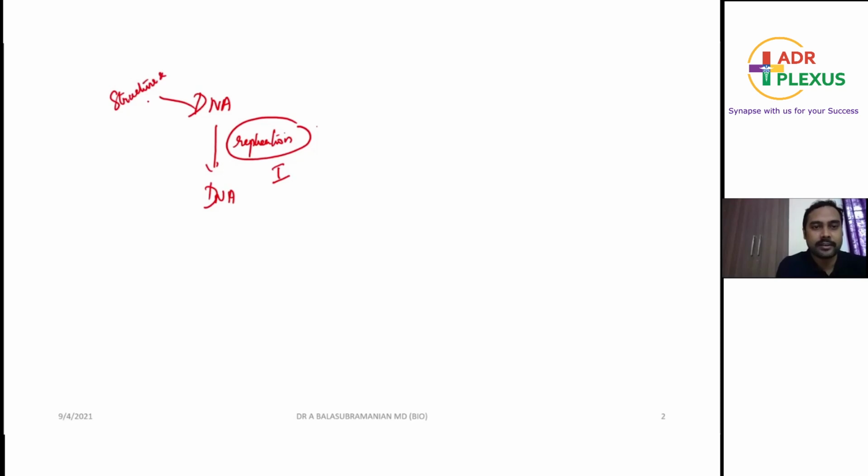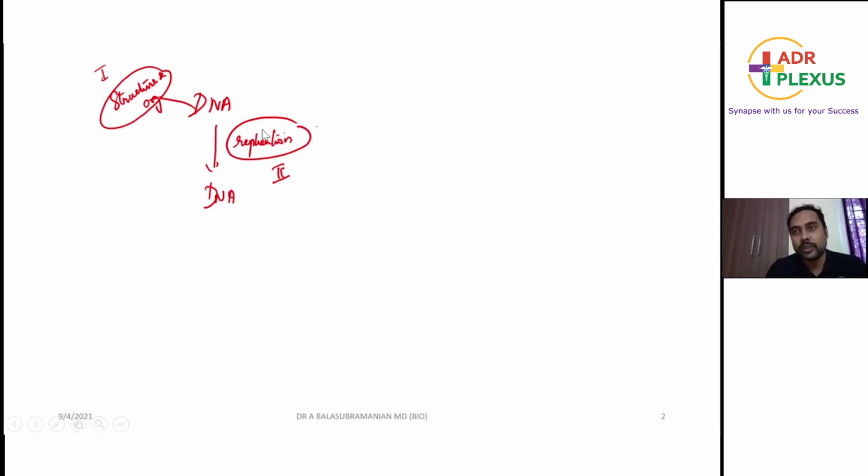The entire questions will be focused only on the central dogma of molecular biology. There are only three things to be remembered. DNA gives rise to more DNA, and this process is called replication. MCQs will be focused on replication and sometimes on the structure and organization of DNA. This will be one, and this will be two. So structure and organization of DNA, the basics, are always there.